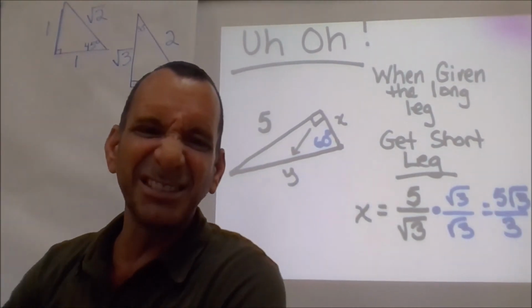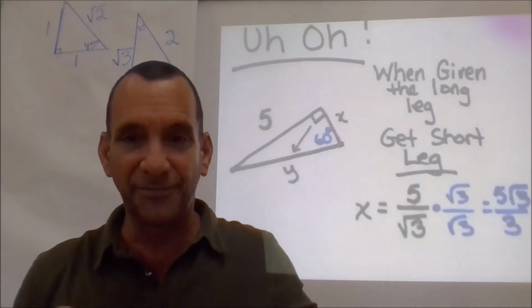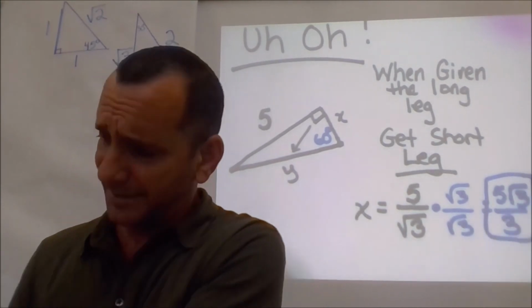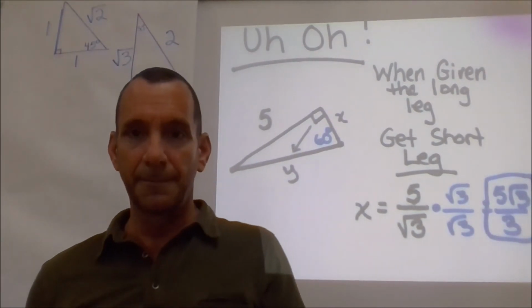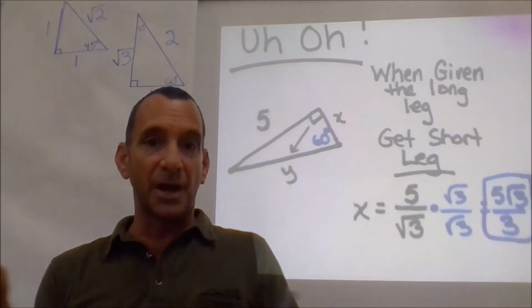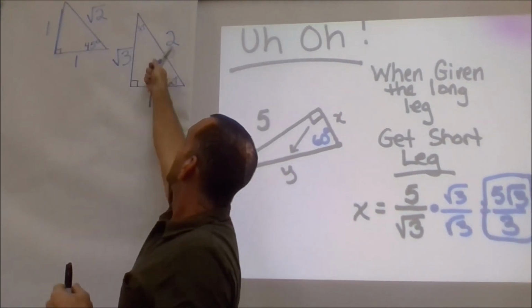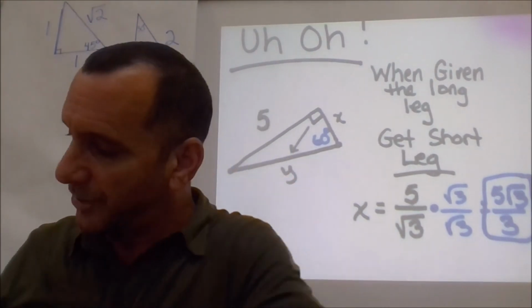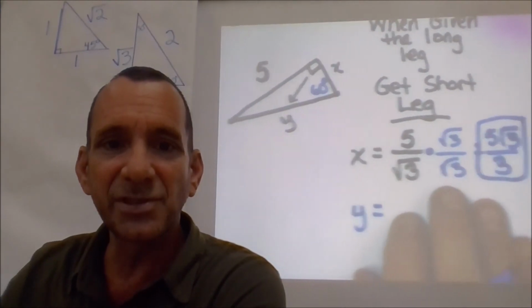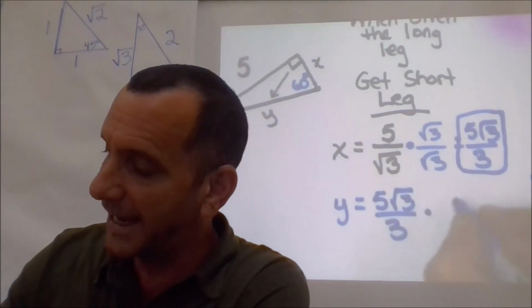Can I reduce that? Really? No, I'm not going to rewrite that. I've already reduced 5 and 3. I mean, that's pretty much reduced. So that's my x. Well, that's the short leg. Once I've got the short leg, oh boy, I can get that hypotenuse. All I have to do is multiply the short leg times 2 to get the hypotenuse. So here we go. Y equals 5 square root of 3 over 3 times 2.